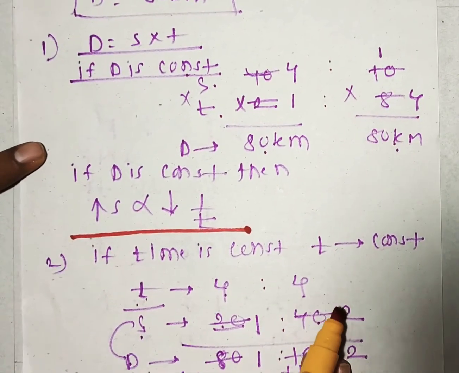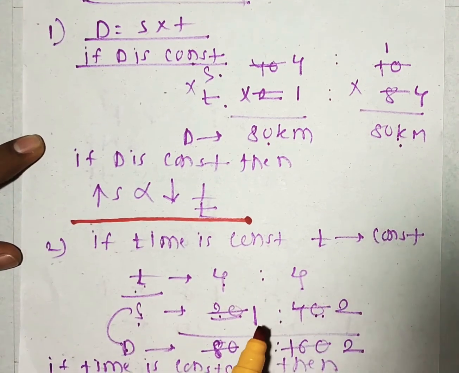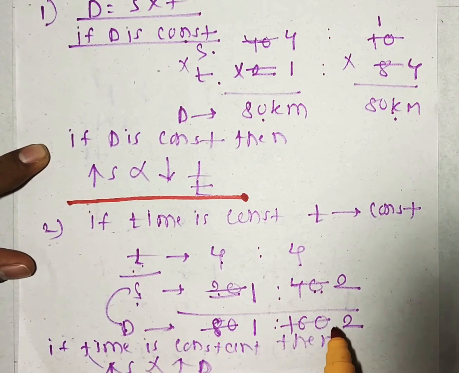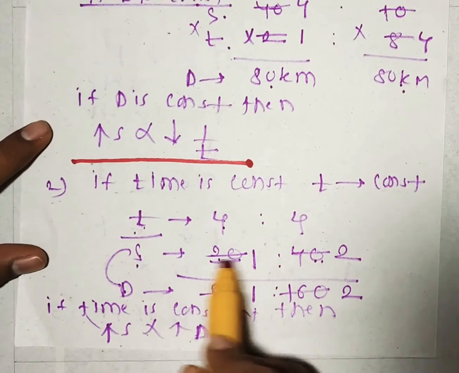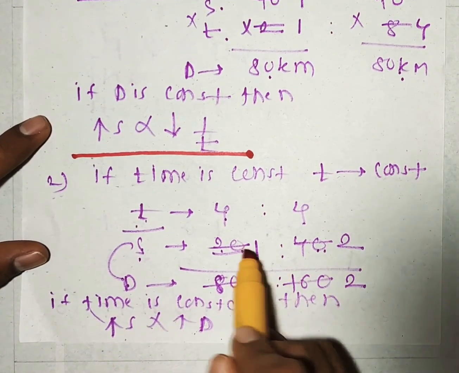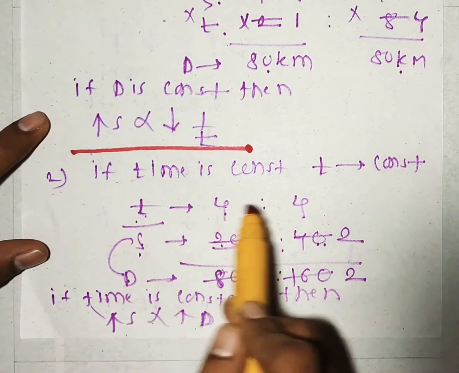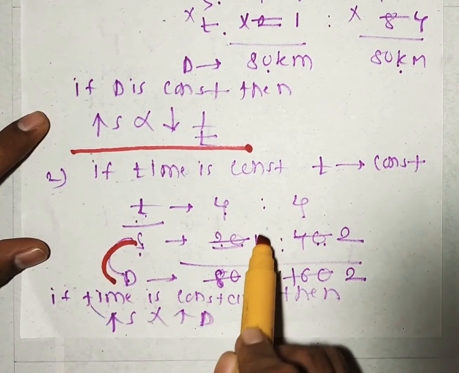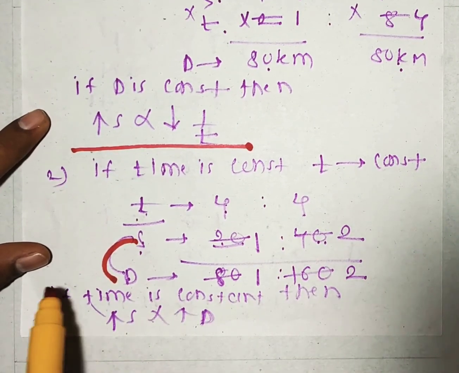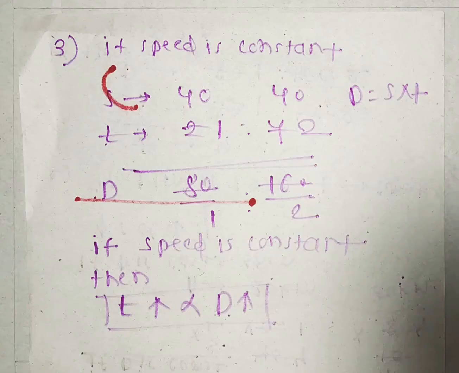If time is constant, we have to take the time as a constant here. So time is 4, and I took speed as 20 and 40. So the distance will be 80 and 160. So I can say here 20 ones are 20, 20 twos are 40, 80 ones are 80, 80 twos are 160, 1:2, 1:2. So it is proven here. We have proved that if the time is constant, then the speed and distance are 1:2, 1:2, which means they are directly proportional. So this is the second case. If time is constant, then speed is directly proportional to distance.